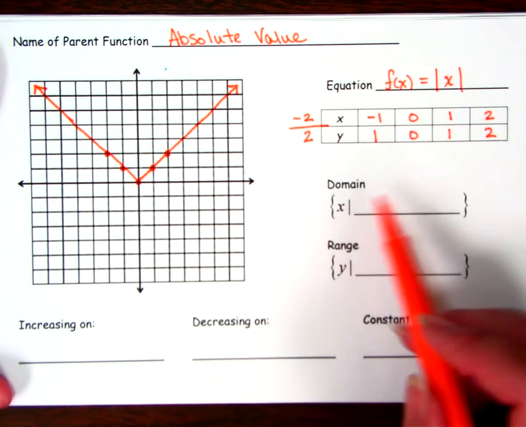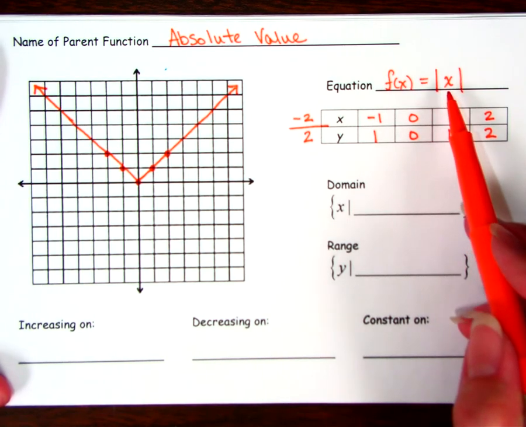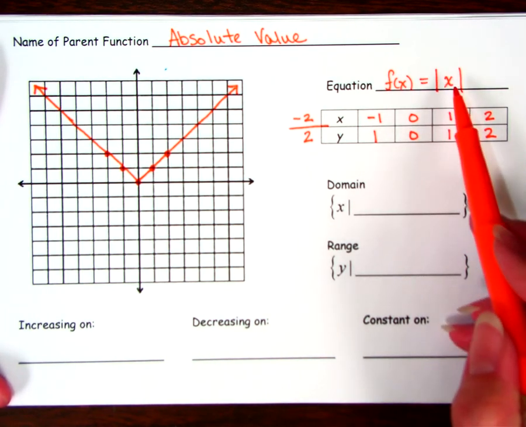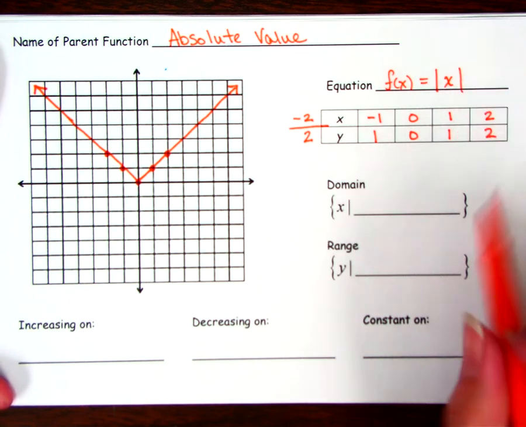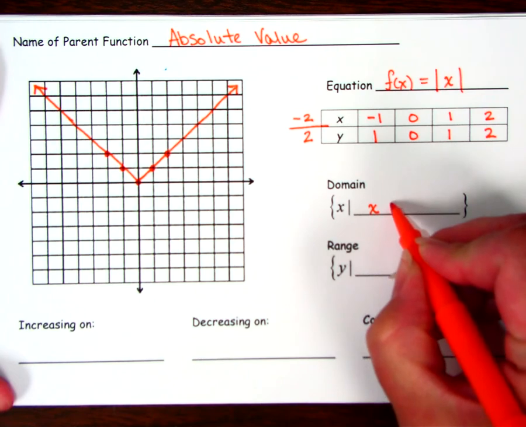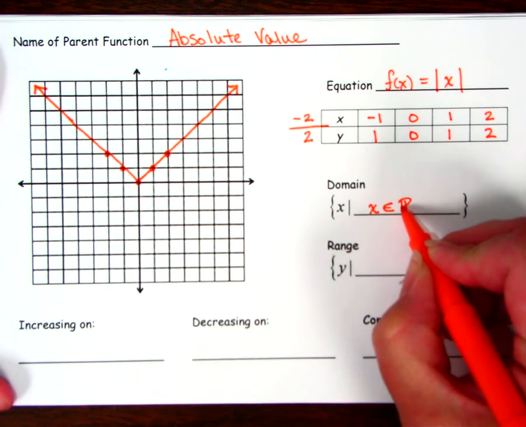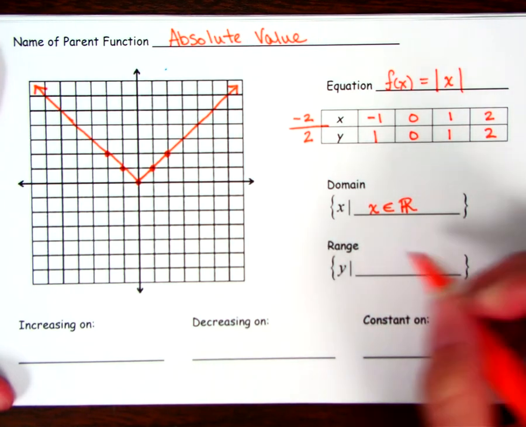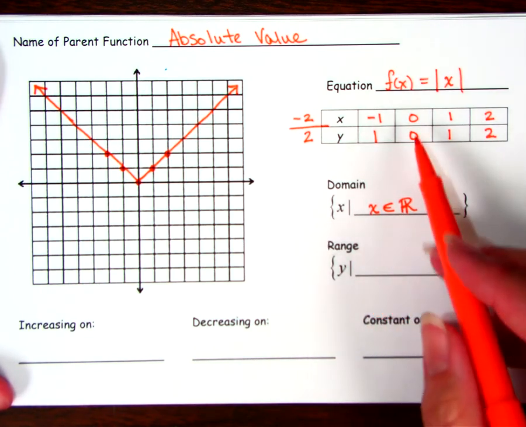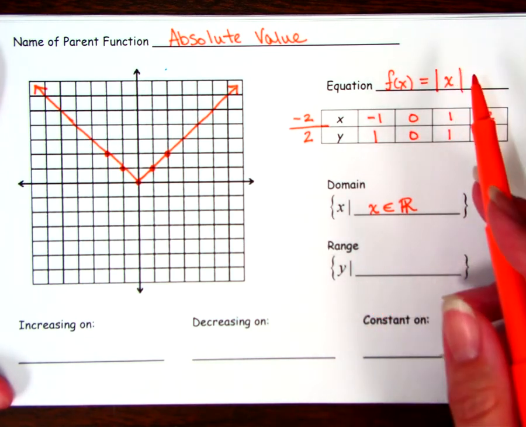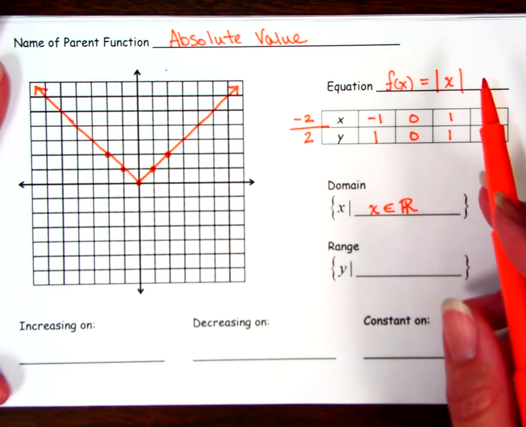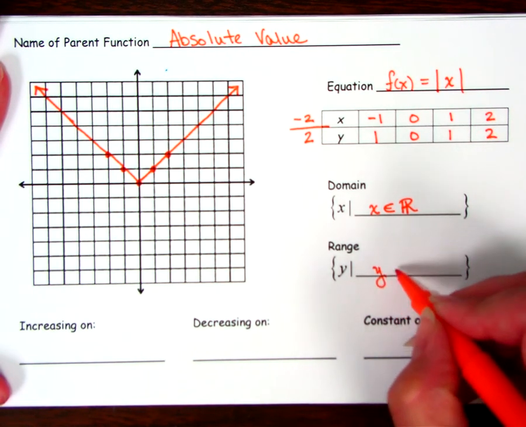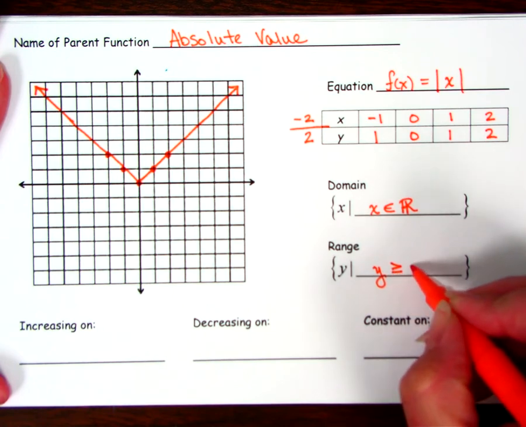Now for the domain, since this is just absolute value, it's just asking about the distance that whatever number on the inside is from 0 on the number line, I could pick any number I want to. So that means x could be any real number. For the range, the y values, since they represent a distance that number is from 0, then that means the y values are always going to be either 0 or larger than 0. So I would say y is greater than or equal to 0.